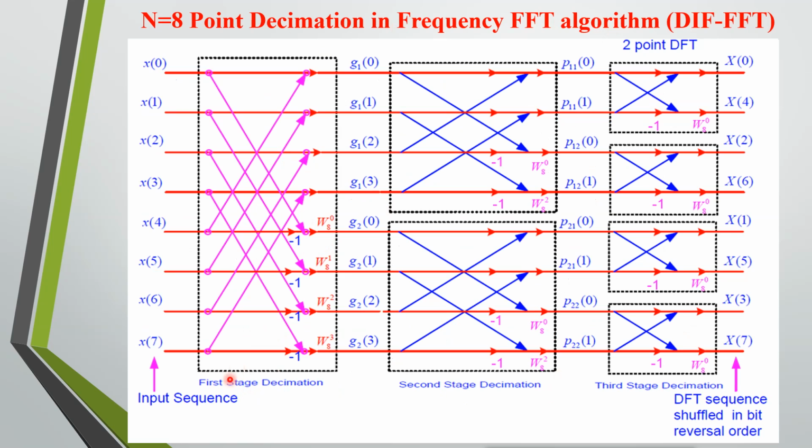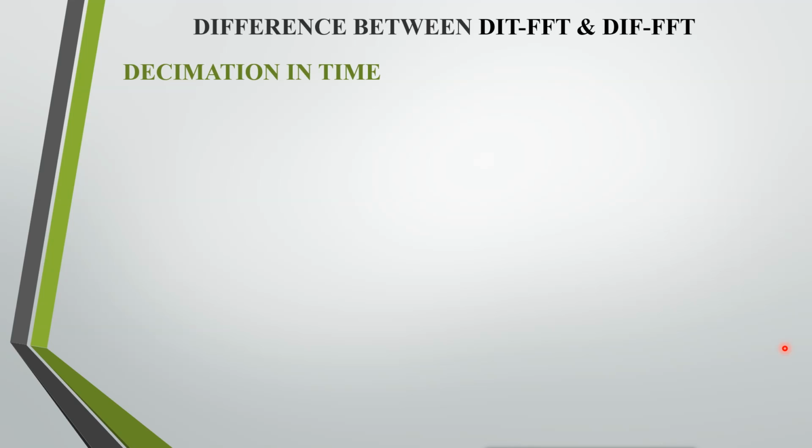Here also there are 3 stages: first stage, second stage, third stage. Decimation means divide. Here on the input side, you write it in the natural order, but you get the output in the bit reversal order for the decimation in frequency FFT algorithm. Now we see the difference between the DIT and DIF FFT algorithms. First, decimation in time. The next one, decimation in frequency.